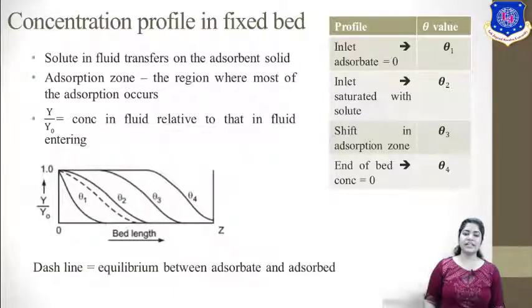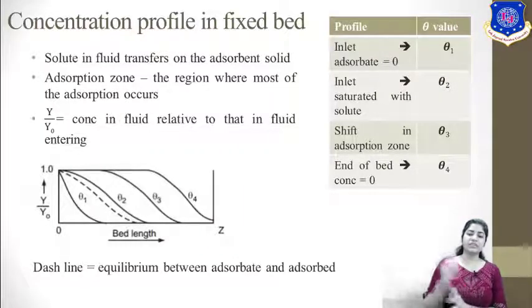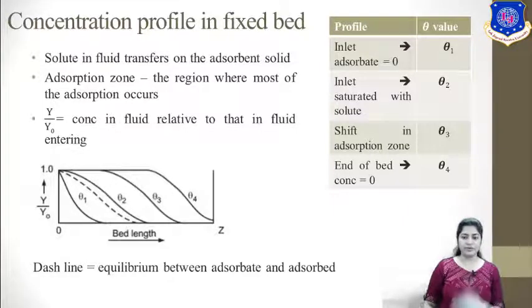Here you can see that from theta 1 to theta 4 we have 4 curves, okay? For the theta 1 curve, you can see the inlet adsorbent is 0 here. Fresh adsorbent is introduced to the bed. So at that time, a very small or zero amount of adsorbate is present in your bed. Hence you can see that adsorption will occur very fast, right?